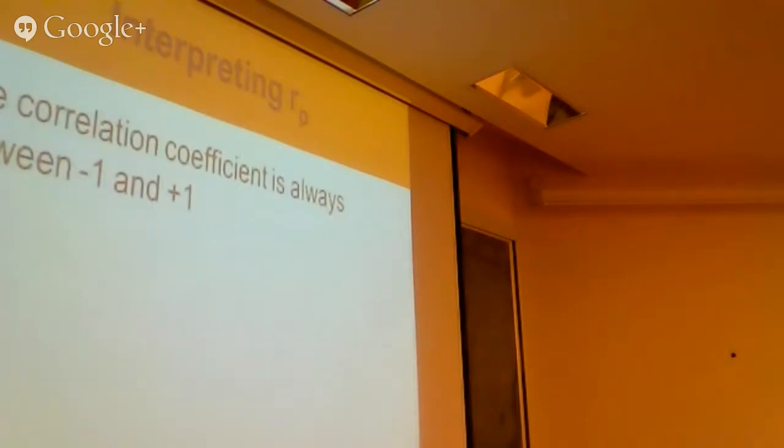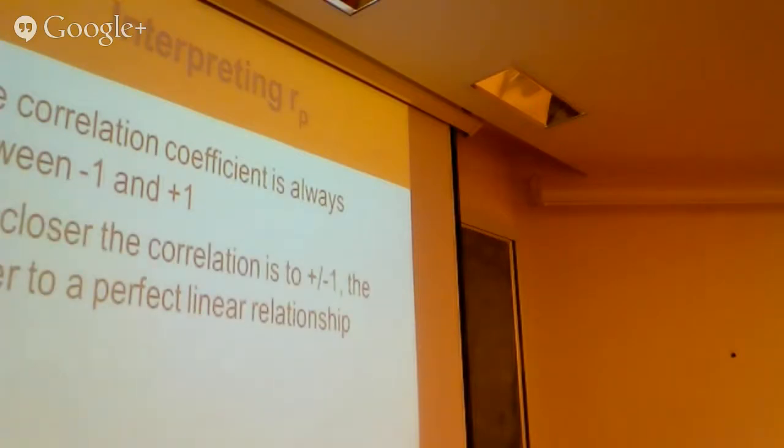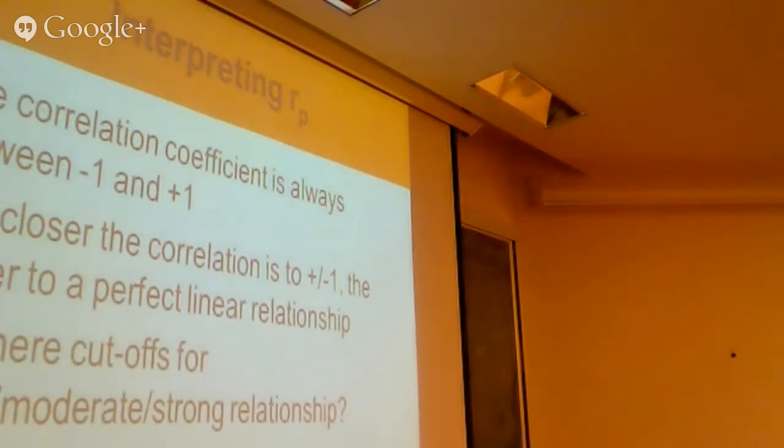So how do we interpret it? It's always between -1 and +1. The closer it is to either minus or plus 1, the closer to a perfect line it is. I said it already. And there are cutoffs, sort of. Here's the hard part, where the human element comes into it again. What does it mean? Where does a weak relationship become a moderate relationship, become a strong relationship?